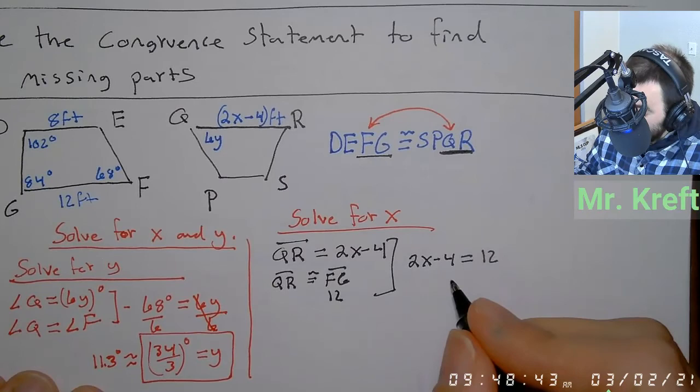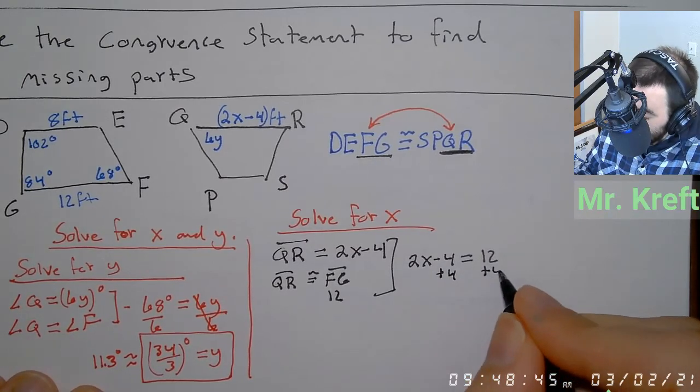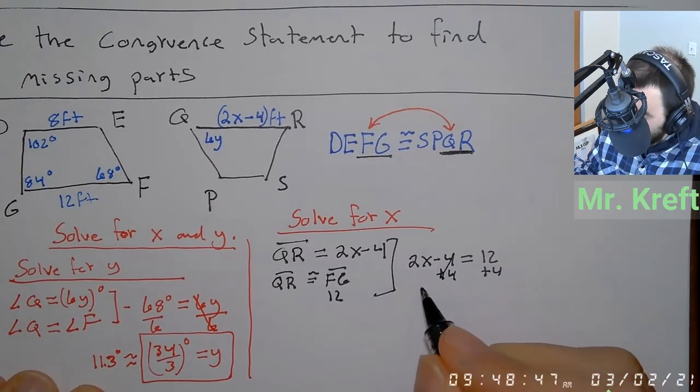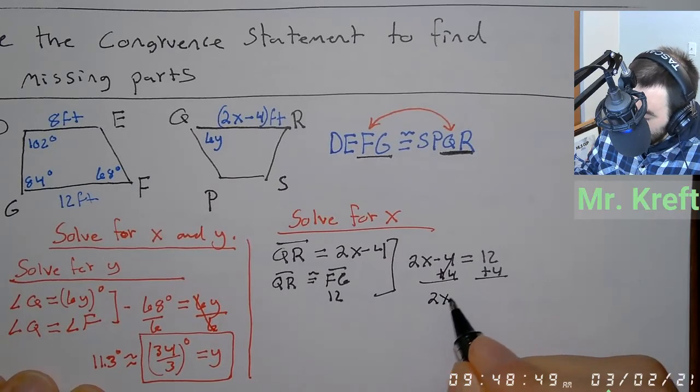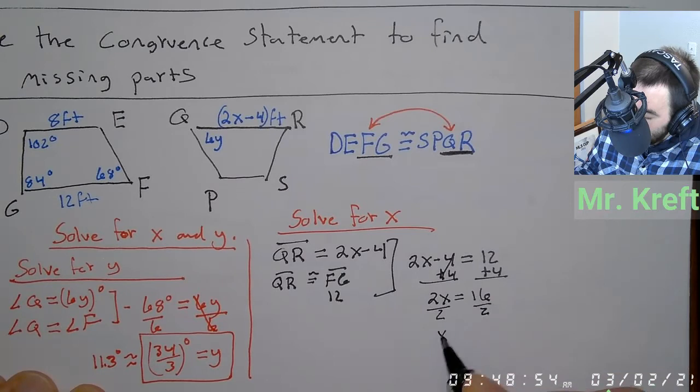So once you set up your equation, we're going to go ahead and solve. I'm going to add 4 to both sides. So I get 2x equals 16. I divide by 2. I get x equals 8.